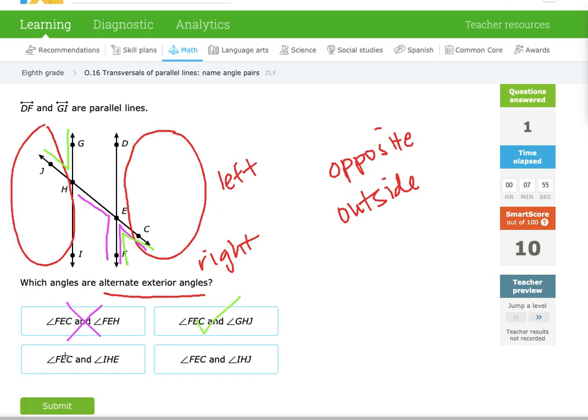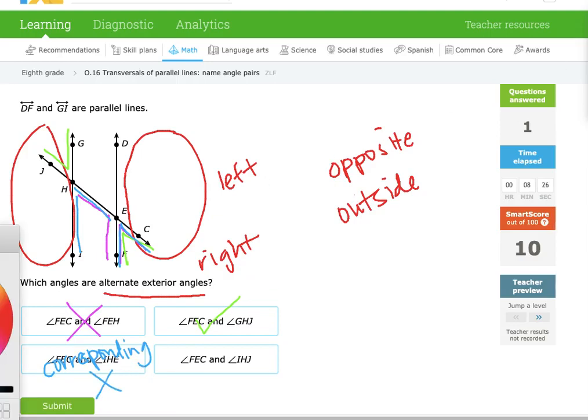Angle FEC. Again, they always have a favorite that they go back to. And angle IHE. Are these two, well, one's inside and one's outside, so that's already no good. And they're on the same side, they're both on the right. So these are actually corresponding. So also no good. Wrong type.